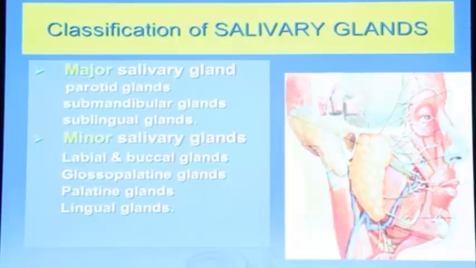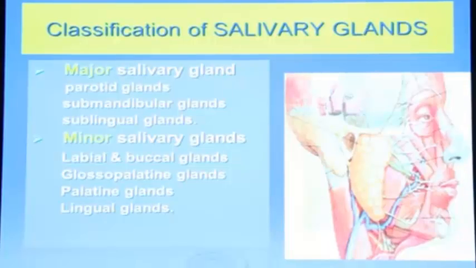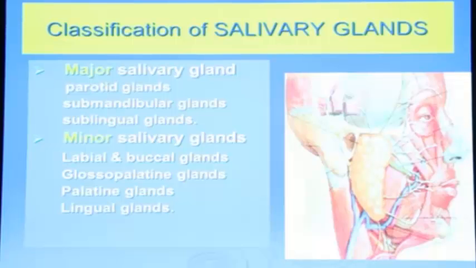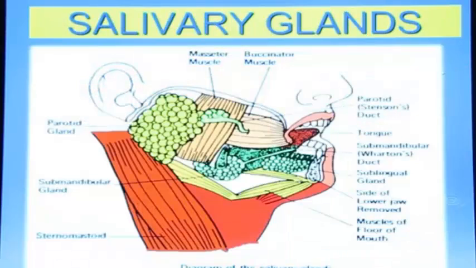Some people say around 1,000. That's why if you have a disease of a major salivary gland, there are still other minor glands that can secrete saliva. They are present as the labial, buccal, glossopalatine, palatine, and lingual glands.